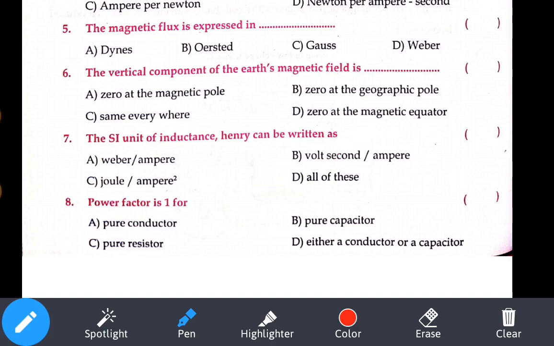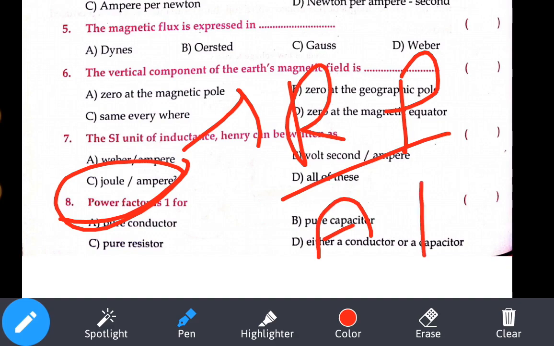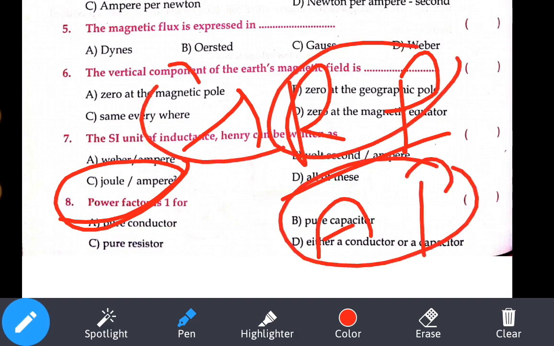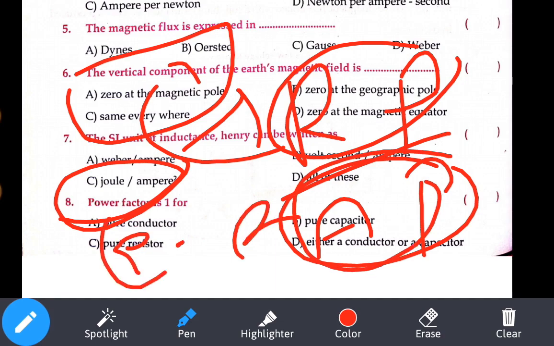Power factor of 1. Now you must know what the power factor is. Power factor is the ratio of real power to apparent power. What is the real power and what is the apparent power? Real power is the power that is passing through a circuit. Apparent power means how much power is consumed by the electrical component when this power is passing through the circuit. So real power by apparent power is called the power factor.